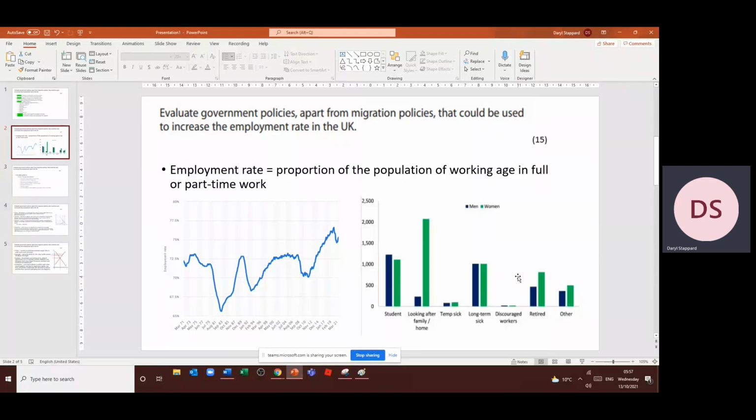And if we want to increase the employment rate, we've got to reduce unemployment and/or we've got to reduce the number of people who are economically inactive. So reduce economic inactivity and/or reduce the unemployment rate.